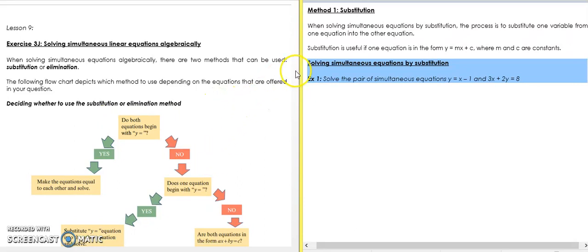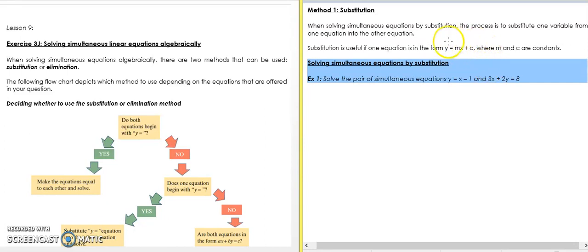I'm actually going to jump straight to the first method, which is substitution, which is the first example. So when we solve simultaneous equations by substitution, the process is to substitute one variable from one equation into the other equation. So substitution itself is useful if one equation is in the form of y equals mx plus c, or some number with a positive or negative in front of the x, and then a variable that's added to the end. Okay, so m and c are just considered as numbers or constants in this case.